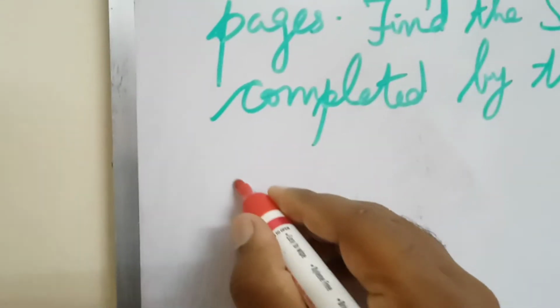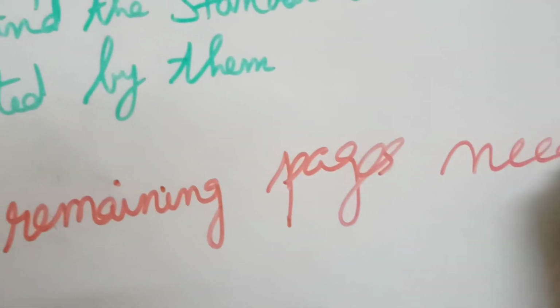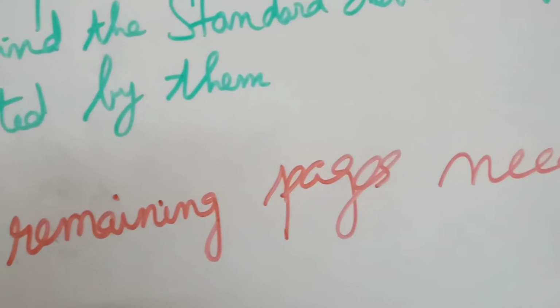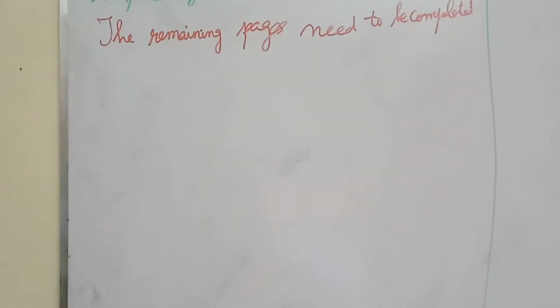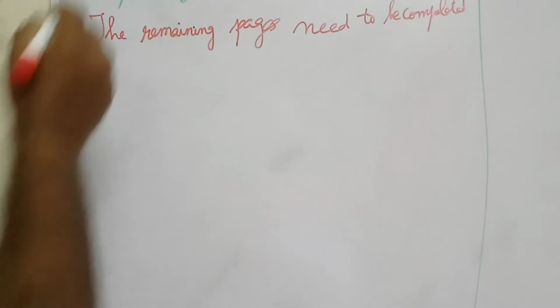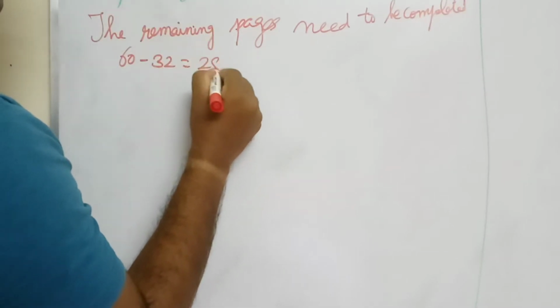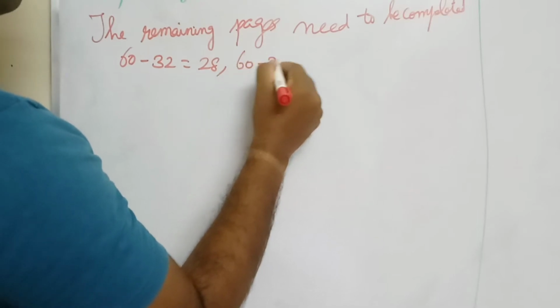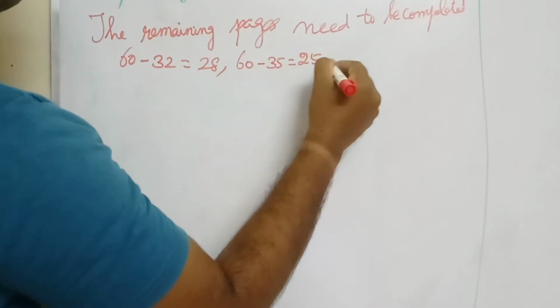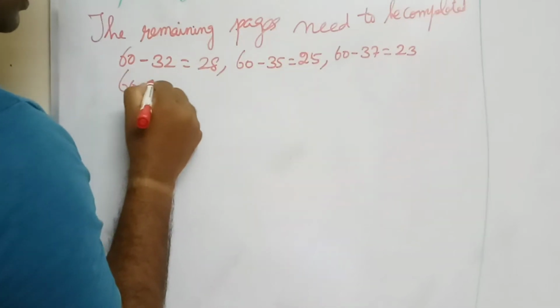So the remaining pages need to be completed is how much? Total number of pages is 60. 60 minus 32. How much? 28. 60 minus 35. How much? 25. 60 minus 37. How much? 23. 60 minus 30.